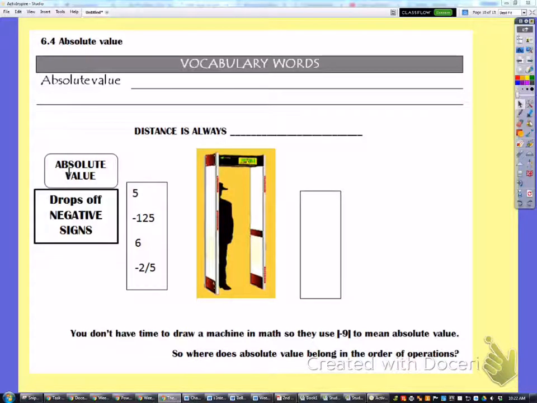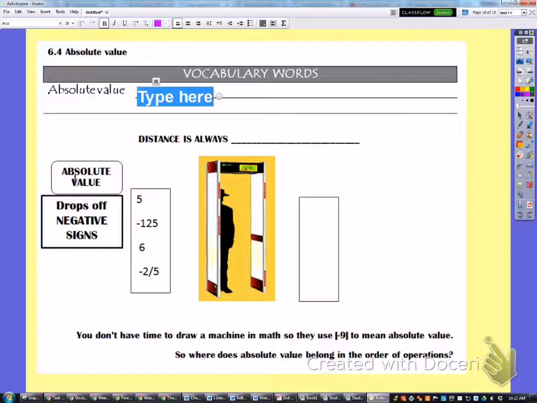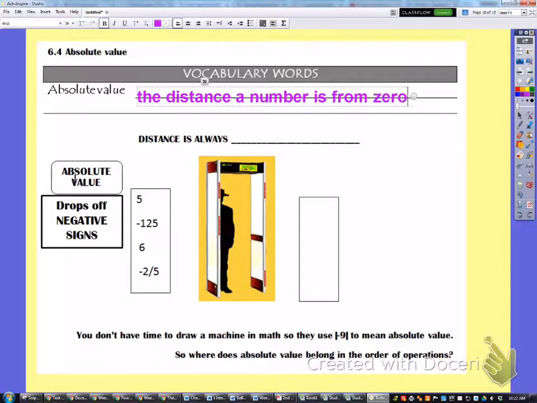All right, today we're going to talk about absolute value. This is a definition that you actually need to memorize. It's kind of a requirement, totally. You'll have to know it on your test. Absolute value is the distance from, well, let's say the distance a number is from 0.